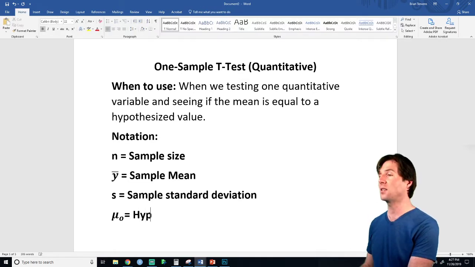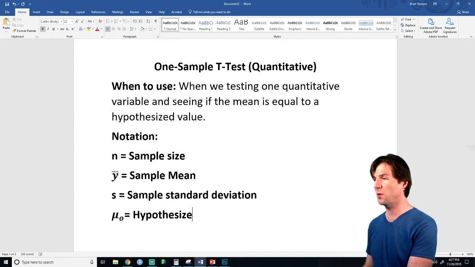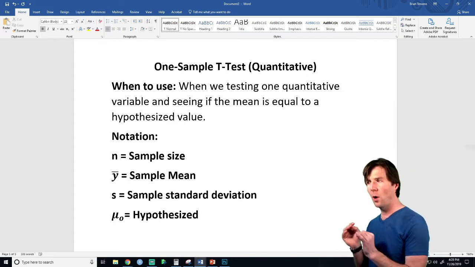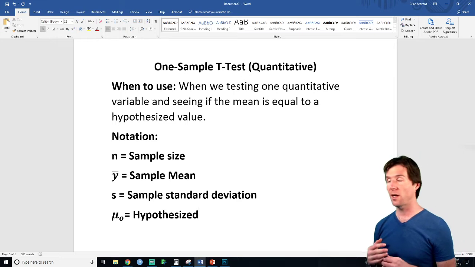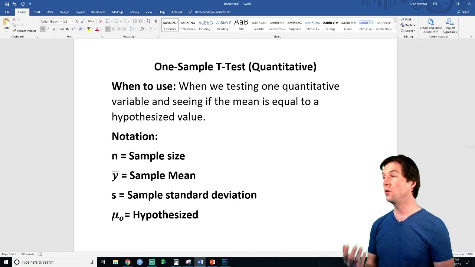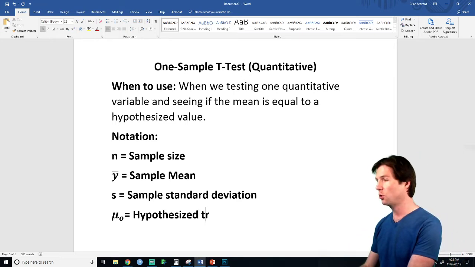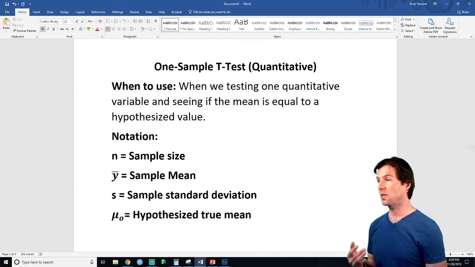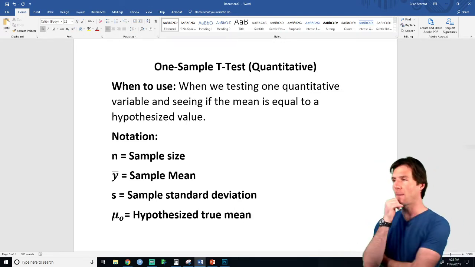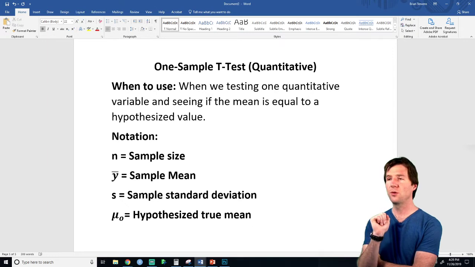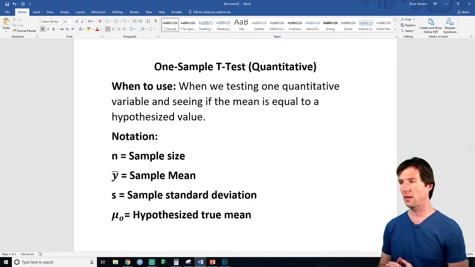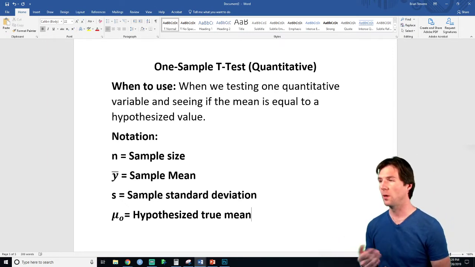This is the hypothesized. If you notice the theme of this, anytime we put that little naught right there, that little O, that is the hypothesized value we're going to say the mean is. So mu naught is the hypothesized true mean. And you could say hypothesized population mean. It's just like, okay, I'm going to say that it is true that students have $1,000 in their bank account. That's just what I'm hypothesizing is true. Then we're going to test that. So that's also the tested value.